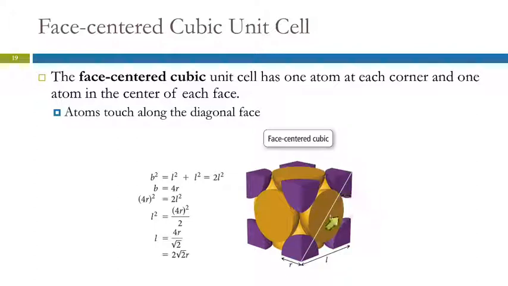So again, we can use geometry to calculate the length of the edge in terms of R. Here, the diagonal along the face is where the atoms touch, and so this is the proof of the relationship there. We come up with L is equal to 2 times the square root of 2 times the radius. And again, if you need that on an exam, I'll give that equation to you.